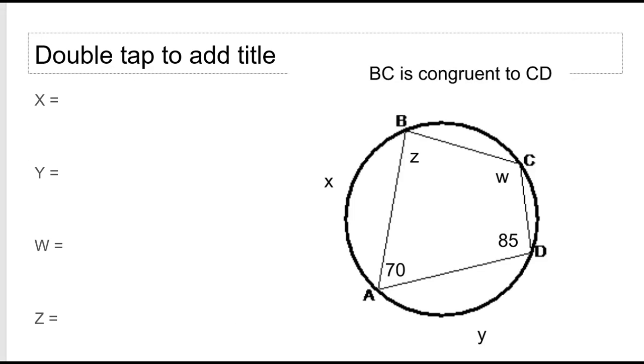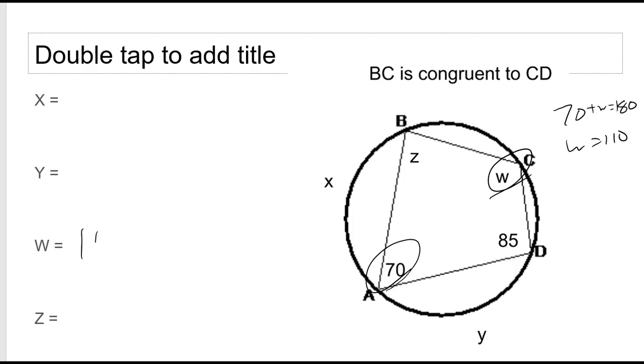Alright, so let's look at this problem. There's a lot of variables going on here. There's 4 variables. Now, it's hard to start. Don't start with x if you don't know what to do. First, I will just do what I know what to do. First thing I know is that 70 and w are opposites. So that means 70 and w have to add up to 180. So 70 plus w has to equal 180. Well, if that is the case, I subtract, and it means w equals 110.